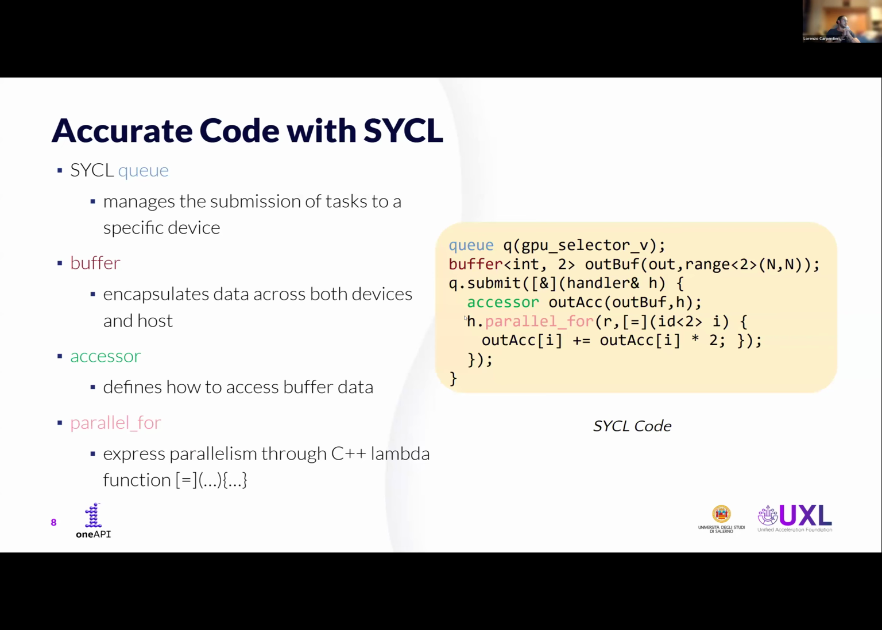But let's go a little bit into detail. Here we can see an accurate SYCL code. You have the SYCL queue that defines on which device you want to submit the computation. In this case, we specified the GPU selector, and then you have the buffer and accessor that define how the data are accessed on the device. And then you have the parallel for that specifies the computation that happens on the device.